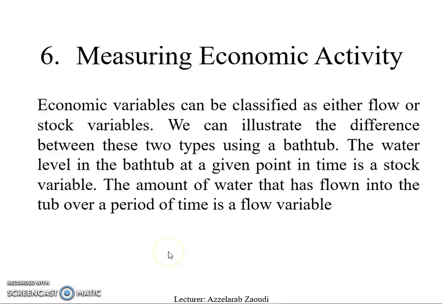So let's get started. First of all, we have to make sure of the difference between stock and flow, because when it comes to math application in economics, we need consistency. Economic variables in aggregates can be classified as either flow or stock variables, right? We can illustrate the difference using a bathtub. The water level in the bathtub at a given point in time is a stock variable. However, the amount of water that has flown into the tub over a period of time is a flow variable.